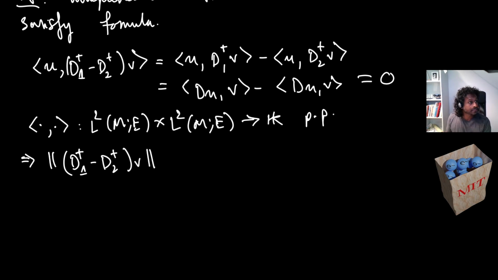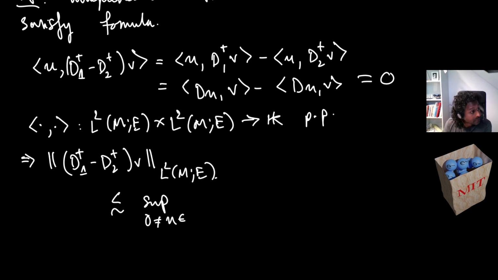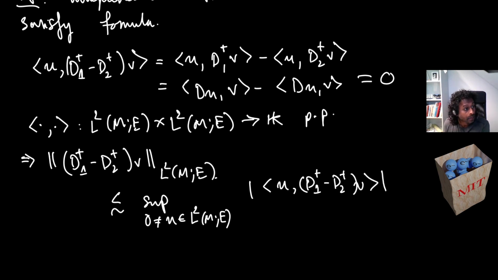So I can write this as, so this is the L2 norm in E. So I can write this as some constant times the supremum over non-zero U in L2 of ME of the inner product of U with D1 perp minus D2 perp V, divided by the norm of U in L2.